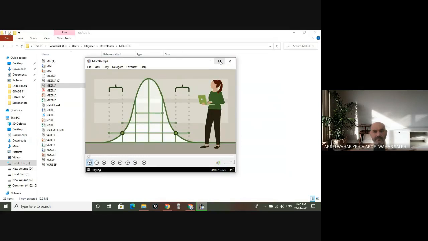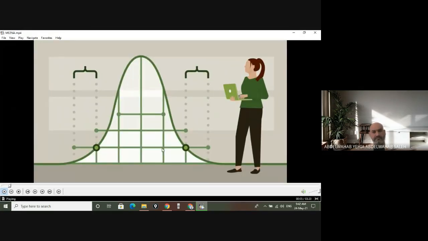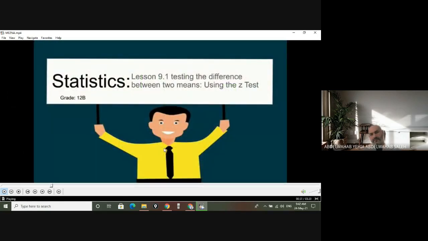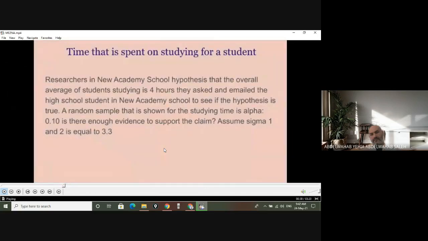We are the New Academy School seniors, and today we will reflect on our lessons with Mr. Abdul Wahab. This problem is a real-life problem, and how to find out the specific average amount in the question. So today we will talk about lesson 9.1, and we will use the Z table. The problem is the time that is spent on studying for a student. Today we'll talk about lesson 9.1, testing the difference between two means using the Z test.